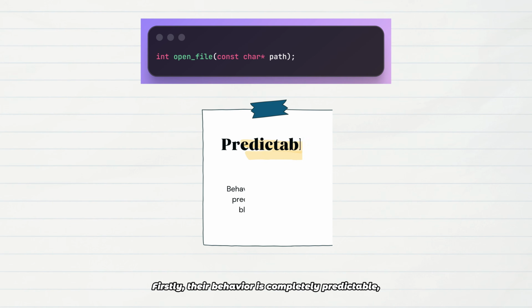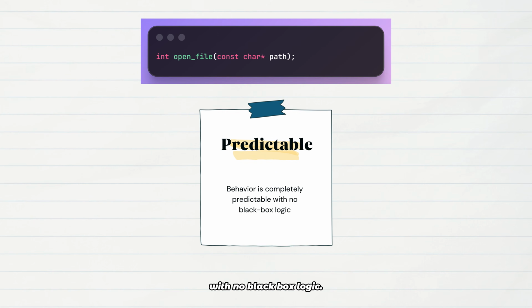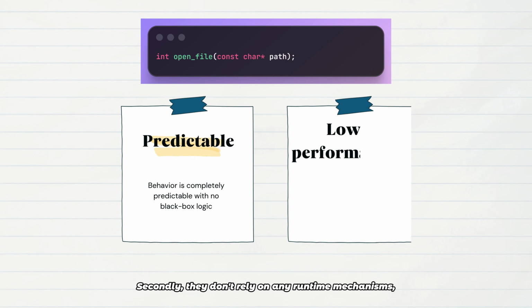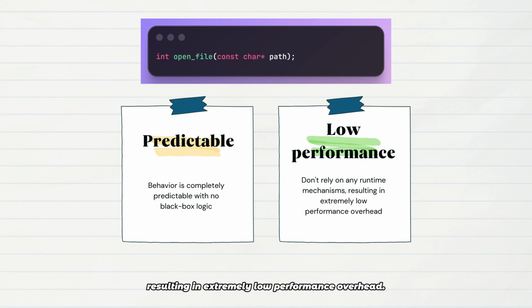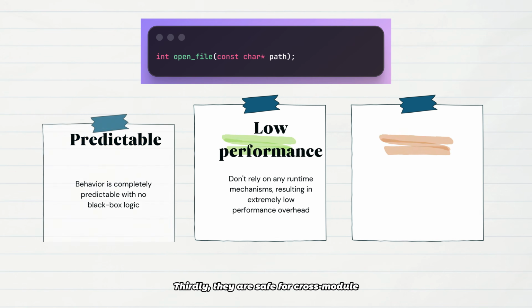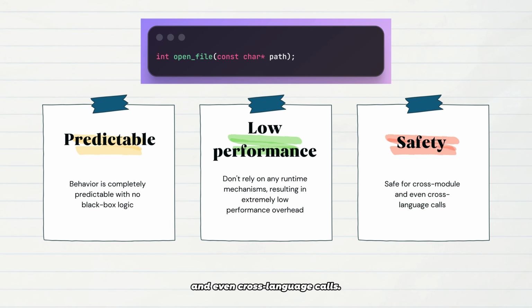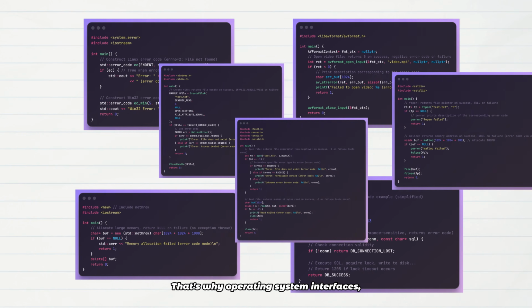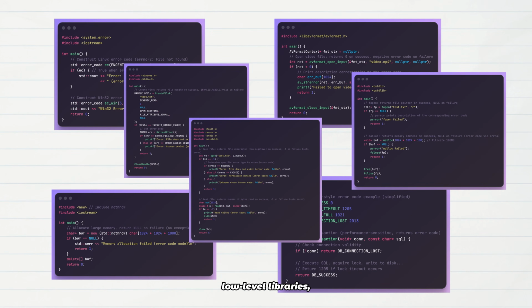Firstly, their behavior is completely predictable with no black box logic. Secondly, they don't rely on any runtime mechanisms, resulting in extremely low performance overhead. Thirdly, they are safe for cross-module and even cross-language calls. That's why operating system interfaces, low-level libraries, and core performance-sensitive code still almost all use error codes. After all, in these scenarios, stability and performance take priority.